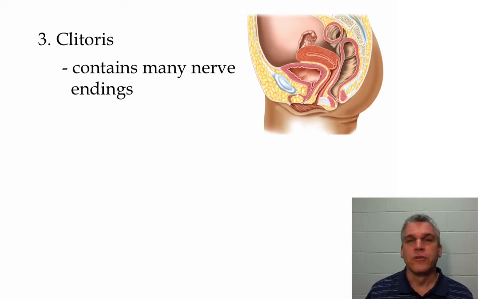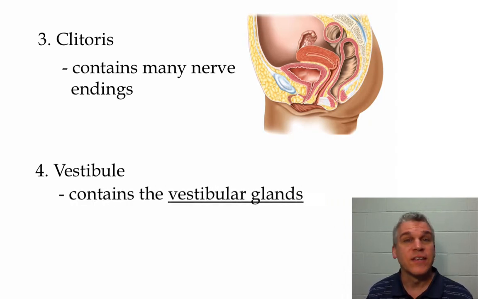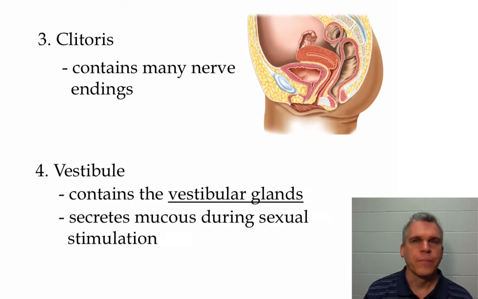In fact, during development, this tissue will, depending on the hormones, either develop into a clitoris or develop into a penis. And then there is the vestibule. This contains the vestibular glands that also secrete a fluid. The vestibular glands are similar to the Cowper's gland in the male, because they have the same function. They secrete mucus during times of sexual stimulation.